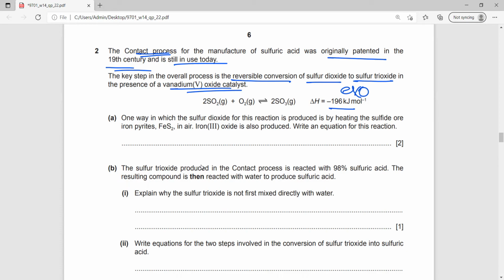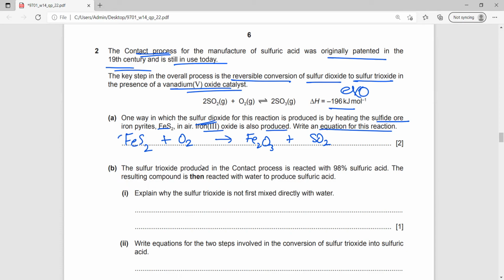One way in which sulfur dioxide for this reaction is produced is by heating the sulfide ore FeS2 in air. Iron(III) oxide is also produced. Write an equation for this reaction. So this isn't something that you're given in your syllabus, but it's something that you have to answer on the spot. So let's use all the information we've been given. FeS2 reacts with air to give iron(III) oxide, so Fe2O3 plus SO2. What we have to obtain, right? Sulfur dioxide. Now all you have to do is balance this out.